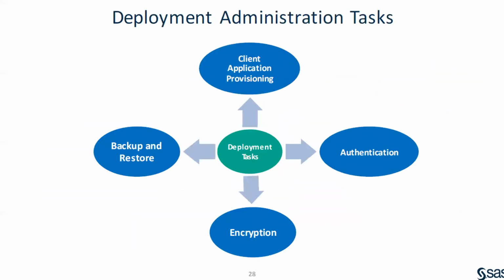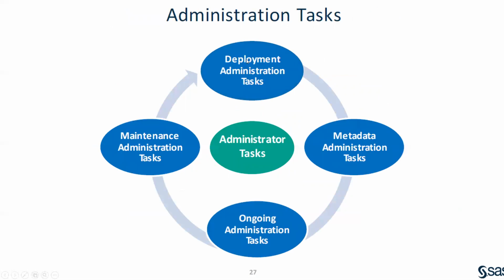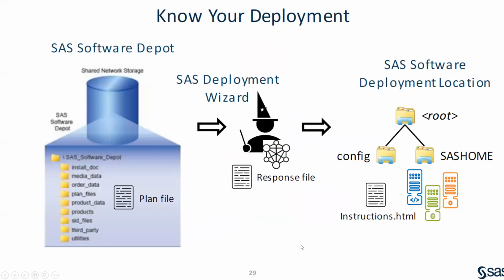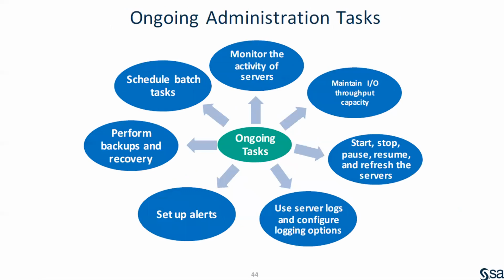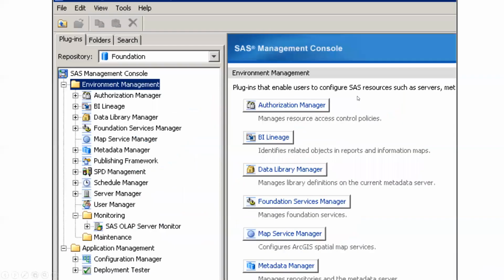So usually what the administrator does, these are the tasks: deployment, metadata management, then maintenance administration, and there are ongoing administration tasks also available. So what are the ongoing administration tasks? Ongoing administration tasks means maintaining input output throughput, start, stop, or pausing, resuming, refreshing the server. Sometimes you should stop the server, then you should start the server, set up the alerts, backups, scheduling batch tasks, monitor the active servers. All this comes under the ongoing administration tasks. So these are the administration tasks.